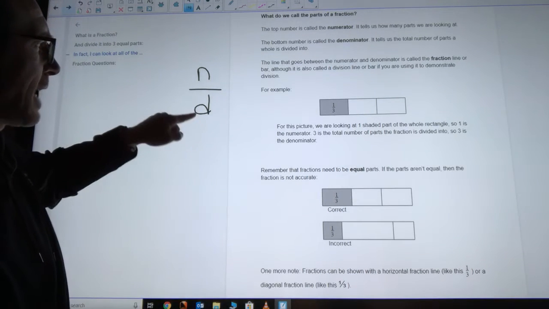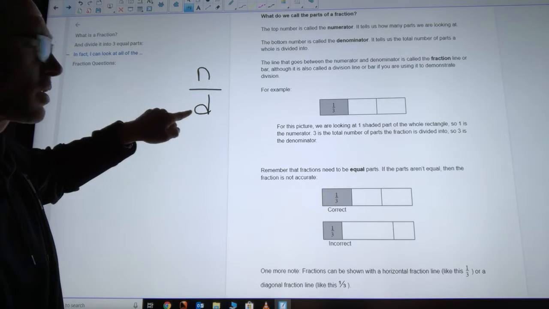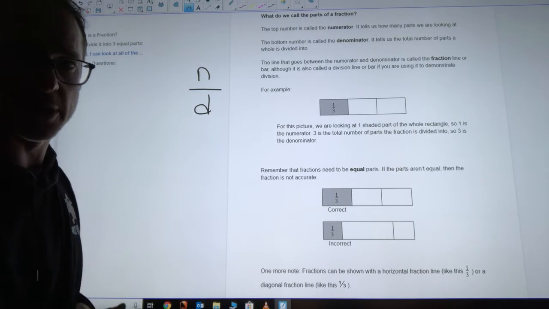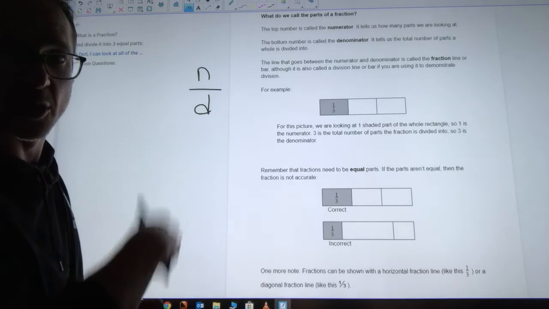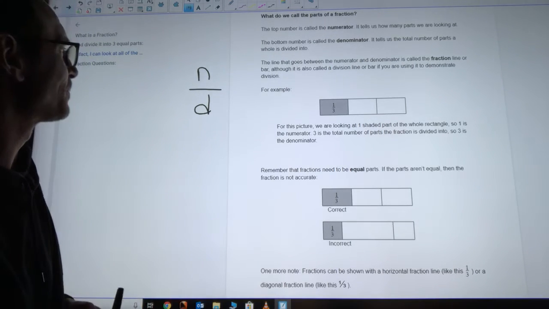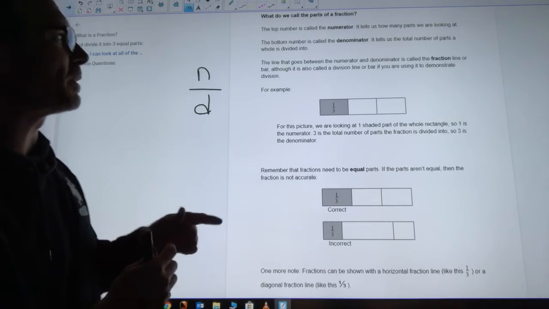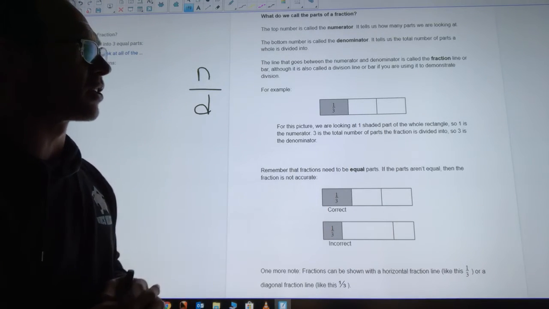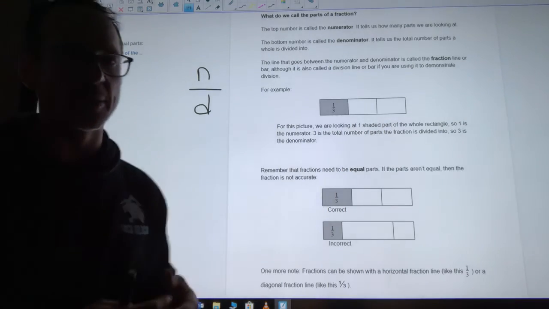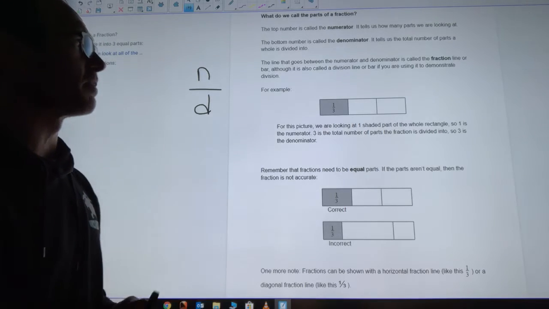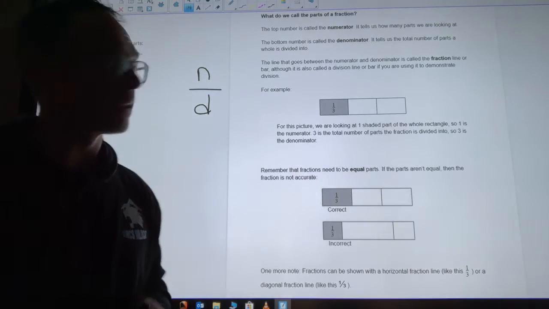The way I remember this is that denominator starts with D, and D is the first letter of down. So the denominator is down. How I always keep it straight. The line that goes between the numerator and denominator is called the fraction line, or the fraction bar, although it's sometimes called a division line or a division bar if we're using it to demonstrate division.